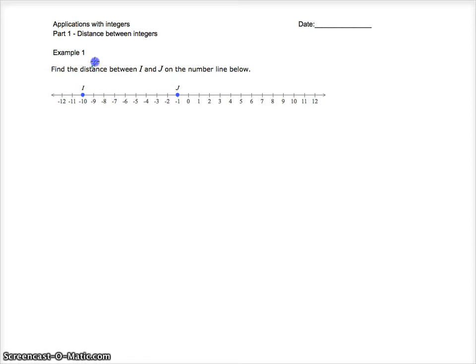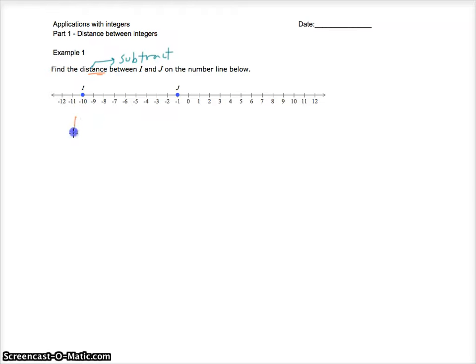First, we need to identify that distance generally means that we're going to subtract values. So we're going to perform integer subtraction, but we're also going to count the spaces just to make sure. So in order to set up the integer subtraction, it says find the distance between I and j below. So we need to find the distance by subtracting. But remember that distance is also measured in absolute value. So we're going to subtract and then find the absolute value.